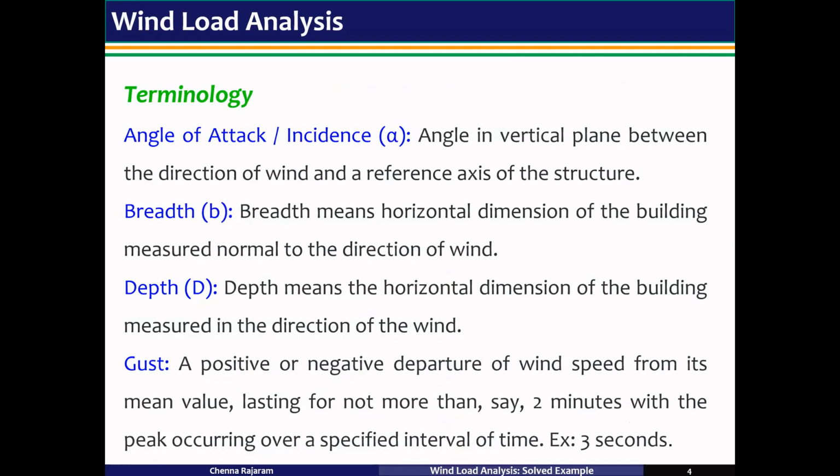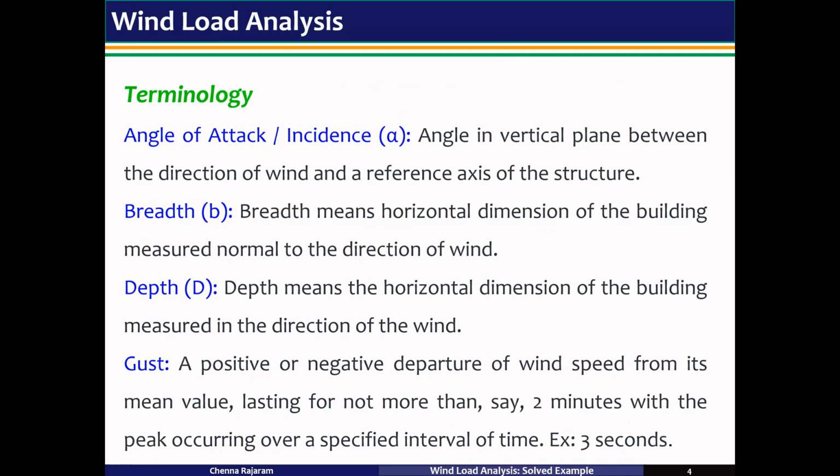The terminology used in this video is as follows. Angle of attack or angle of incidence, represented by the symbol alpha, is the angle in the vertical plane between the direction of wind and a reference axis of the structure. Breadth, symbol B, means the horizontal dimension of the building measured normal to the direction of the wind. Depth means the horizontal dimension of the building measured in the direction of the wind.